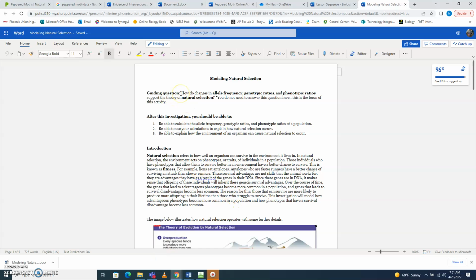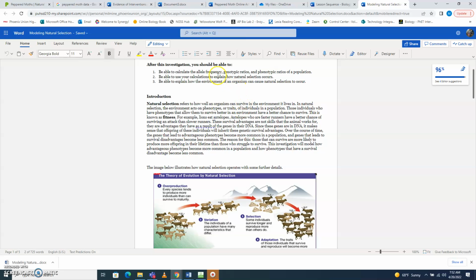Our guiding question, what we're trying to look at, is how allele frequencies, genotypic ratios, and phenotypic ratios, how do those three things support the theory of natural selection? That's what we're ultimately looking for, and that's what we're going to be measuring today. In this investigation, you'll be asked to calculate those three things. You're going to need to use those calculations to explain how natural selection occurs, and then also be able to explain how the environment plays a role in natural selection.